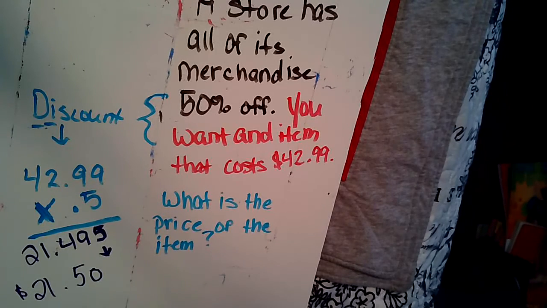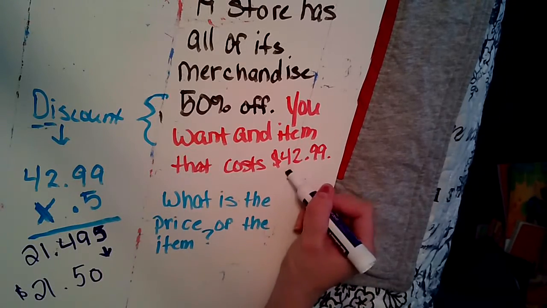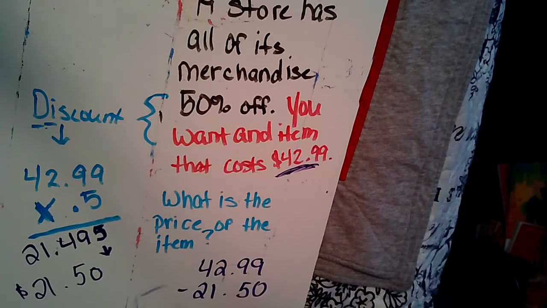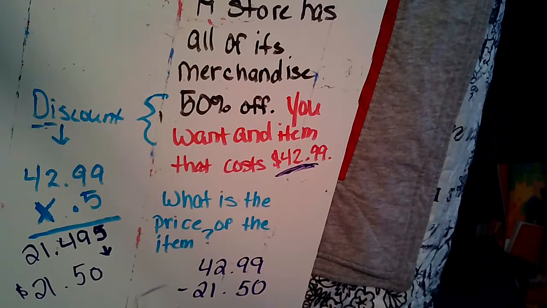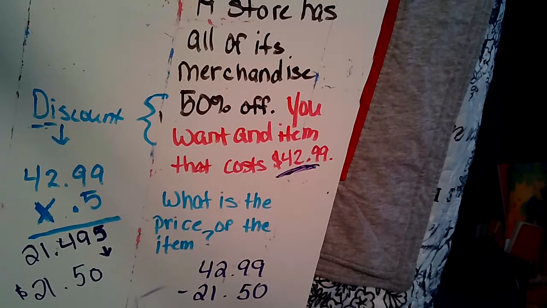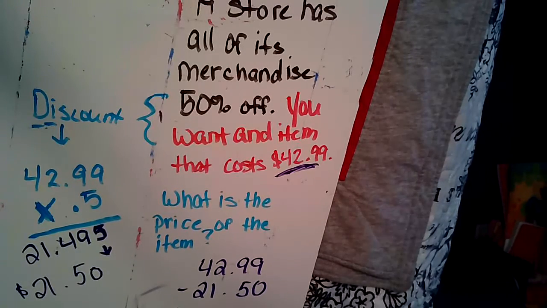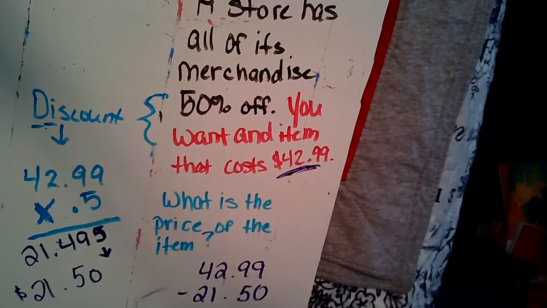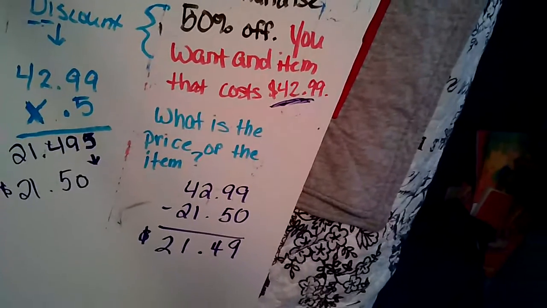So, do you subtract or add this amount to your total? If you said subtract from the original price, then you are correct. And so we're going to take 42.99 and subtract 21.50. And that is going to give us 21.49. And this is how much you will pay for the item that you want, a whopping $21.49.